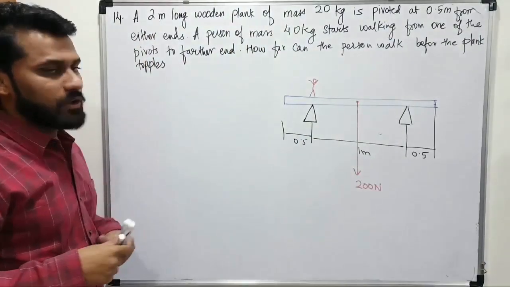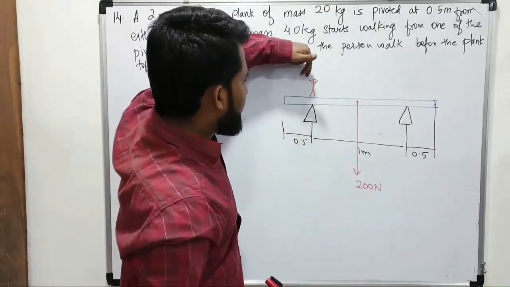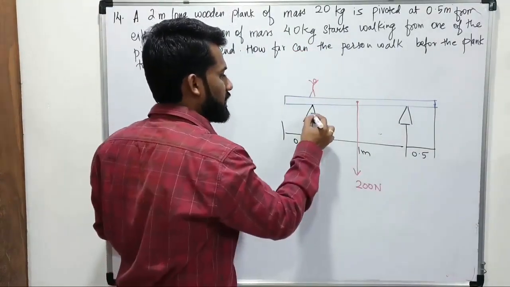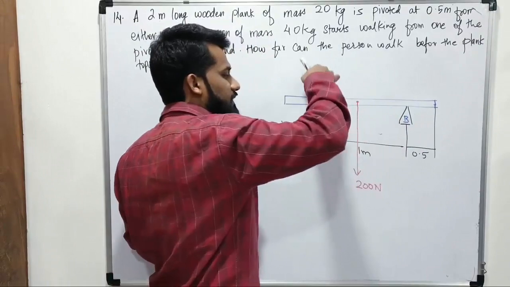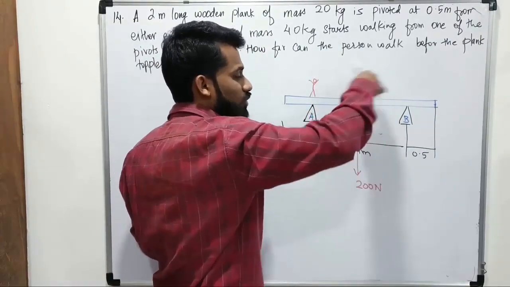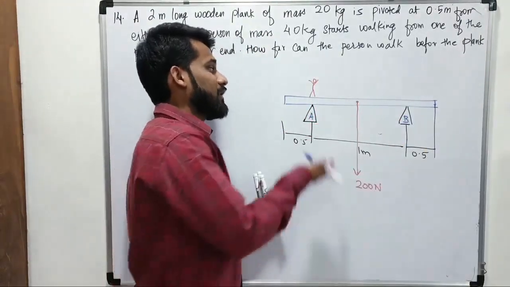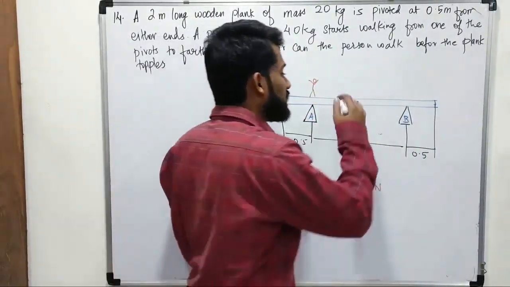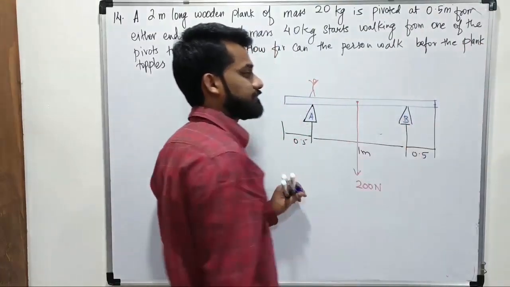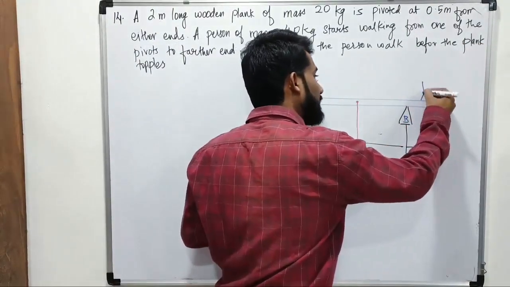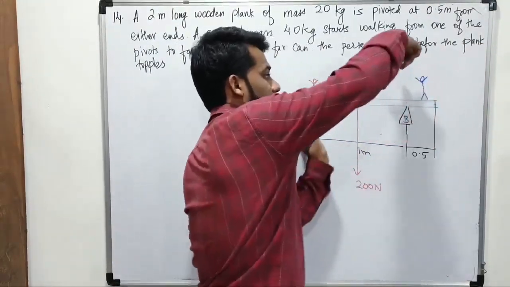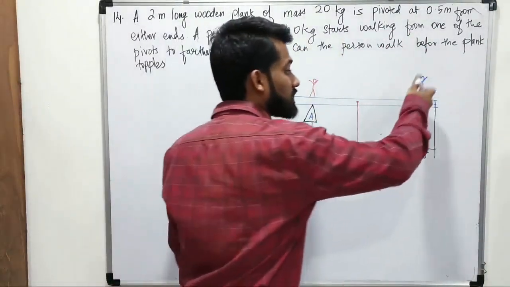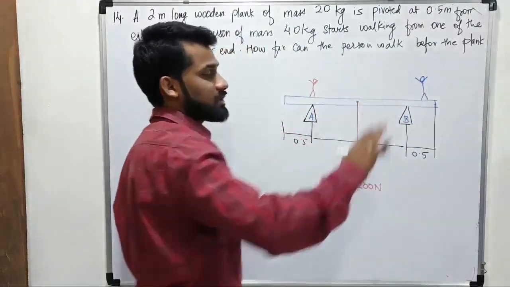Now this is quite a logical question. We know that as the person starts walking, let us say from location A to B, if the person is traveling from A to B, there is no location where the plank will topple. The plank will only topple if the person crosses B and then goes further, right? At that time, because of his weight, the plank can topple. The plank will topple when the person crosses this location B. Before B, the plank is not going to topple.